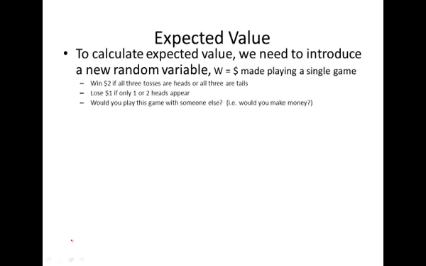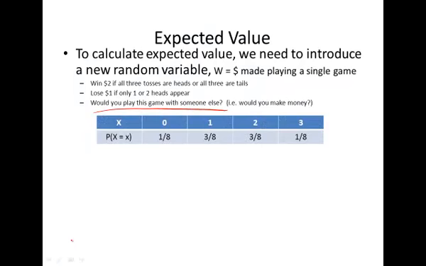All right, so same example we used before. Would we play this game with someone else? In other words, would we make money? So here's the probability distribution once again for those 3 tosses of a coin.